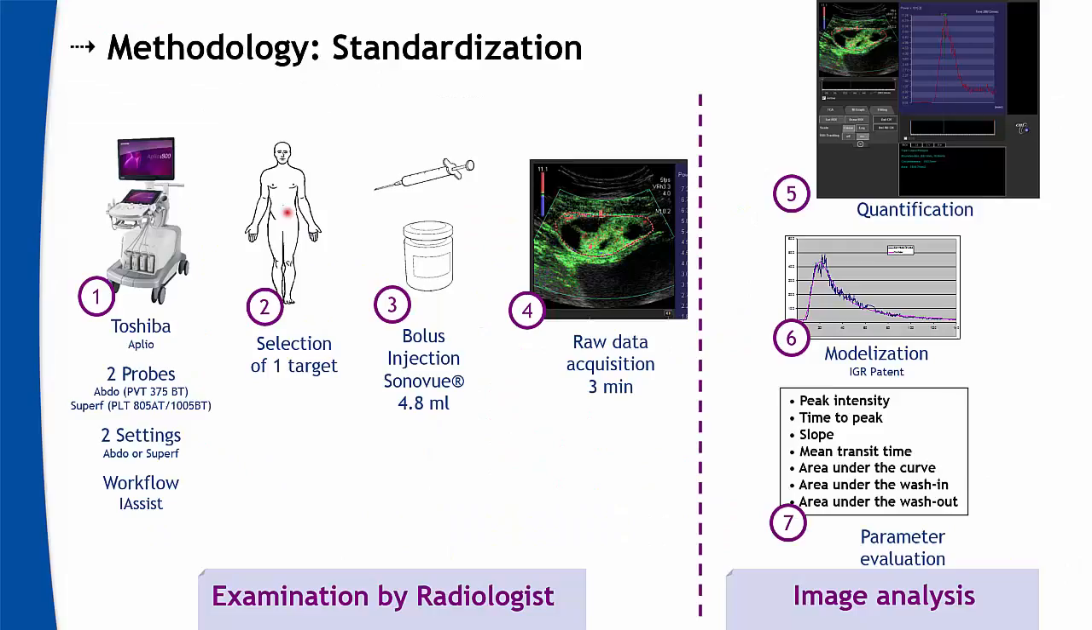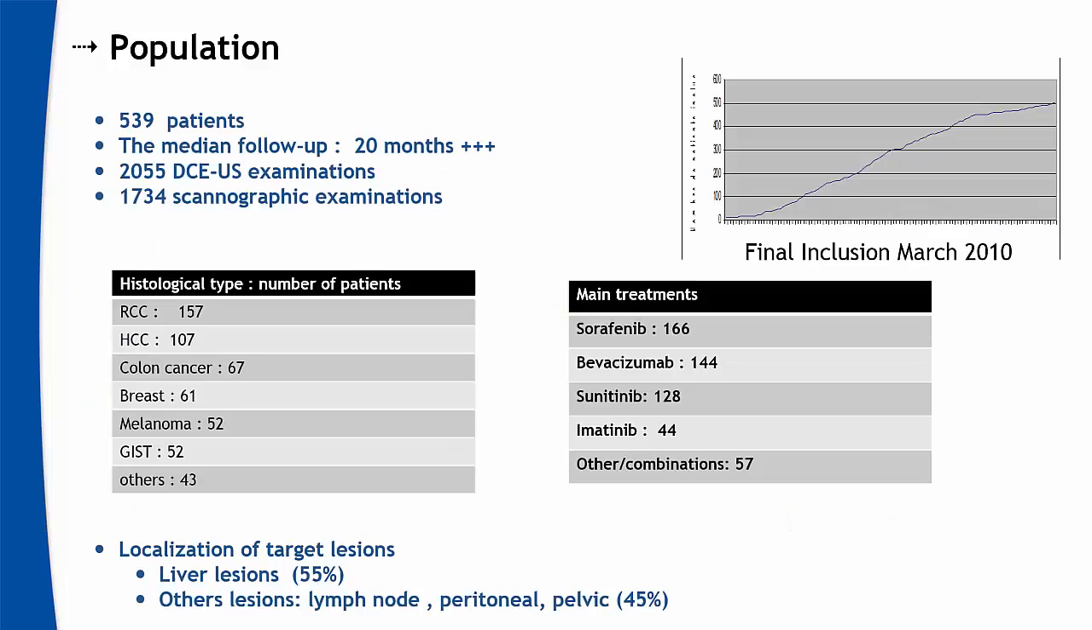We standardize, so the settings were fixed. We select one target, we inject the total vial, we record 3 minutes of raw data, and we send the data to the huge database, and we calculate the 7 parameters.